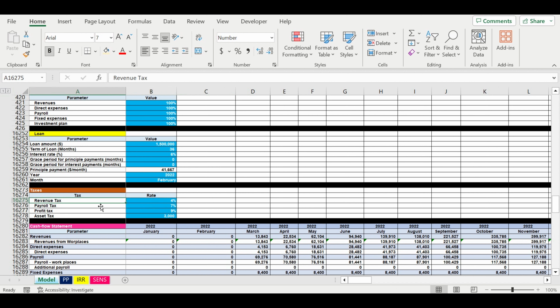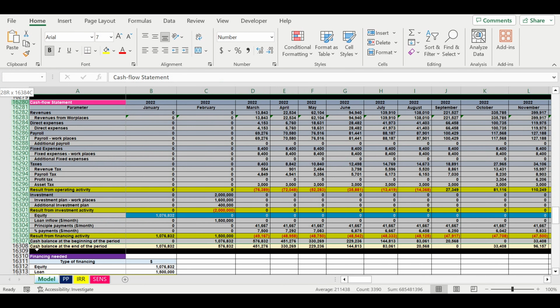Then we specify the tax rates. Here we have four taxes: revenue, payroll, profit, and asset tax. Let's assume that asset tax will have some monthly value. Other three taxes will have percentage value from their tax base.